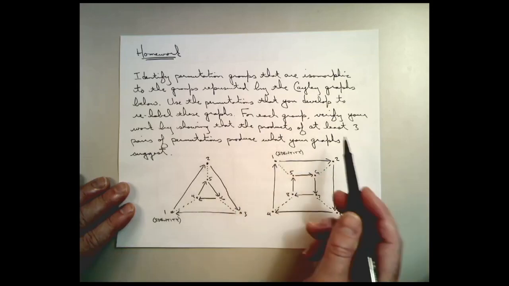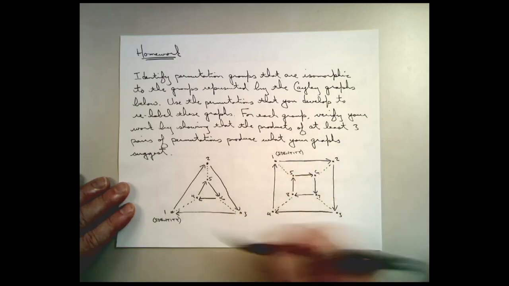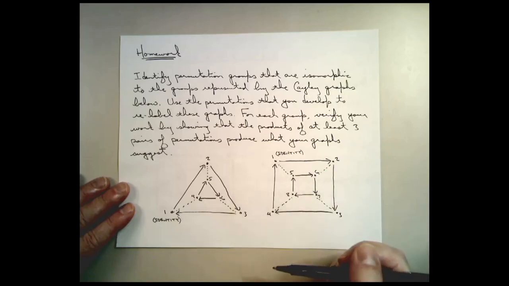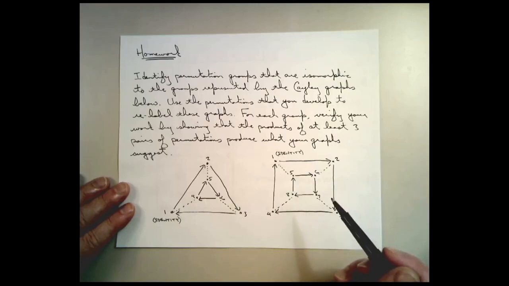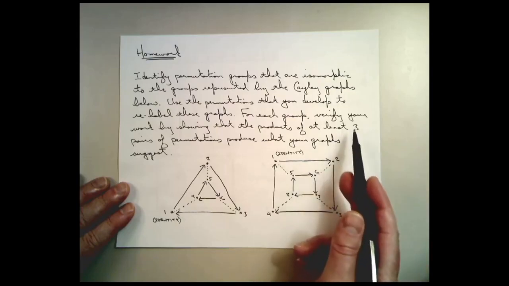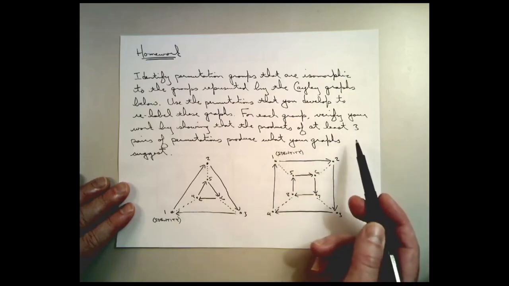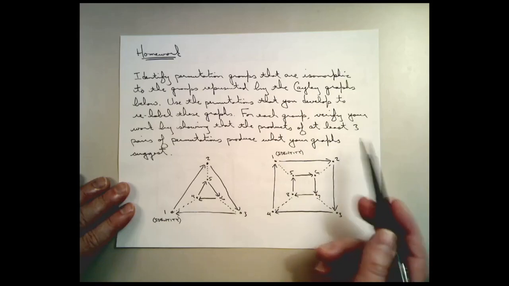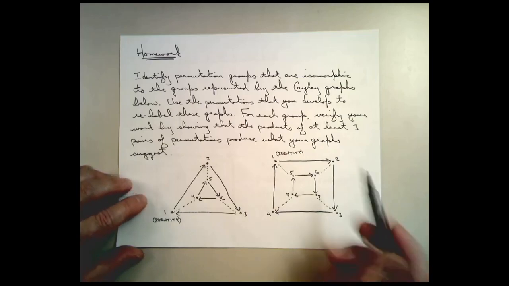Then I want you to use the permutations that you develop to relabel these graphs, so that we can see that they really do give us groups of permutations that are isomorphic to the groups that are given here. And then I'd like you to verify your work by showing that the products of at least 3 pairs of permutations produce what your graphs suggest. That's a bit of a mouthful.